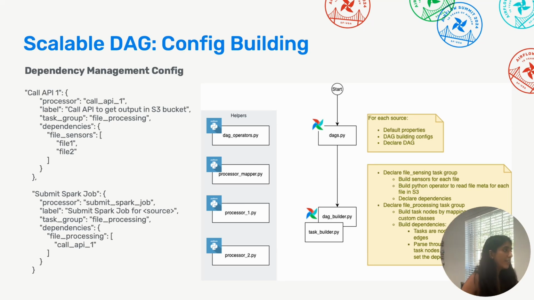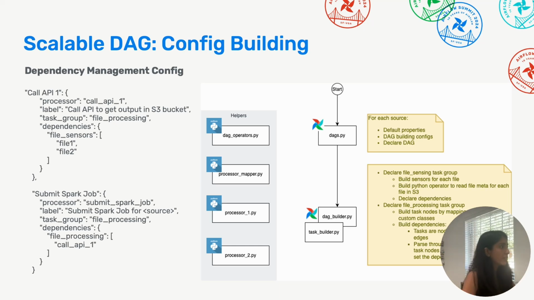Now on the left side is the config that we're going to write, and on the right side I'm explaining how those configs are going to be parsed. On the left side, you've got call API 1 and submit Spark job, two JSON elements. These two are our tasks. Under them, you'll see a processor with the value call_API_1, which is the processor we're calling. The task group of this task is the file processing task group, which means it needs to be created in the file processing task group.